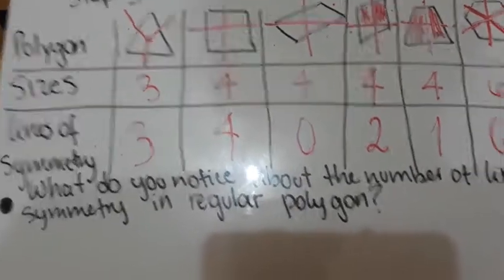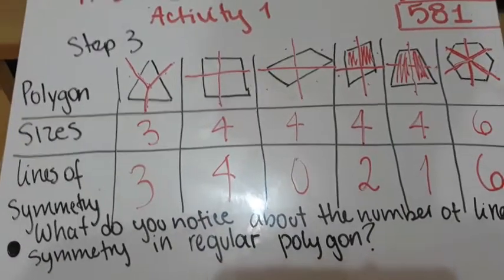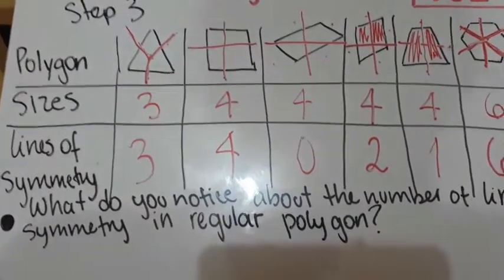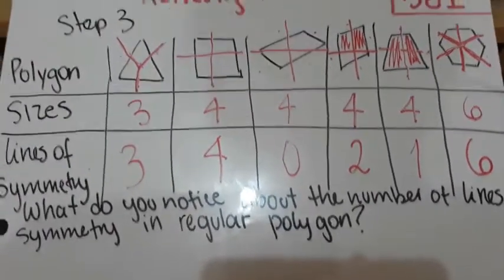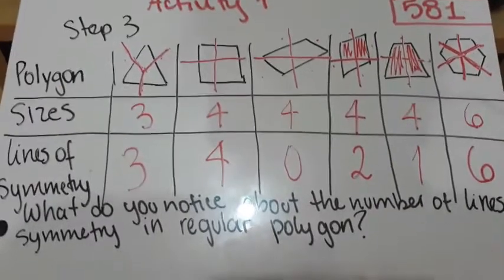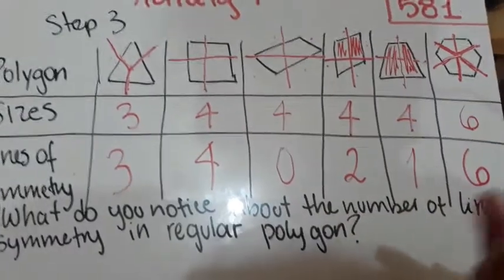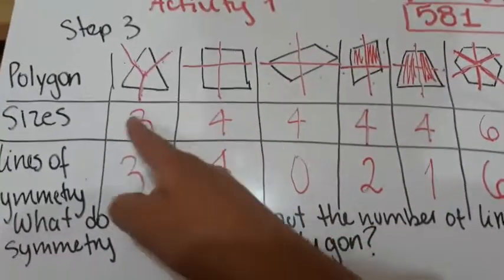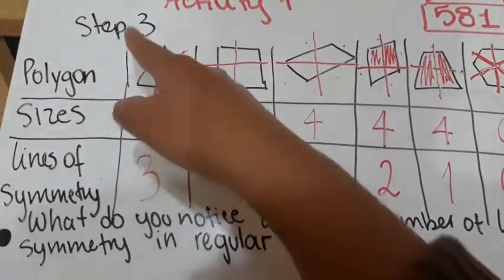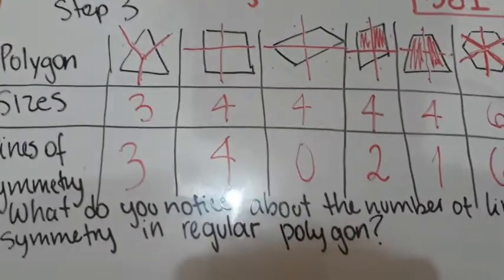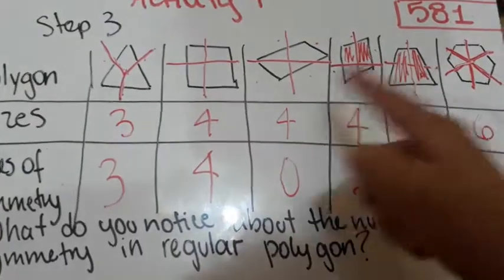Okay, let's go to solve the question. Okay, then we have a question about the polygons we have here. What do you notice about the number of lines of symmetry in regular polygons? Okay, we are going to see something important. If you can notice, the number of sides can tell us the lines of symmetry. For example, here I have 3 sides, so I'm going to use the 3 sides to draw my lines of symmetry. Here too.